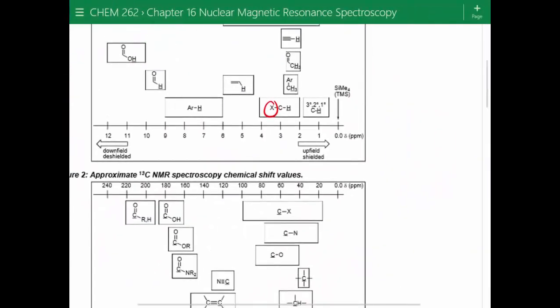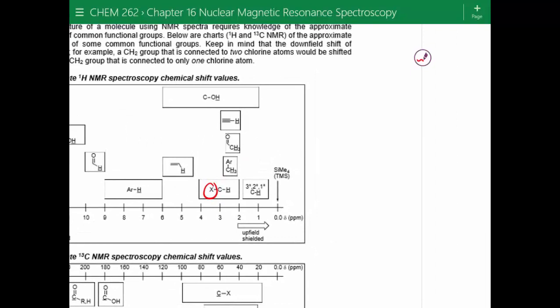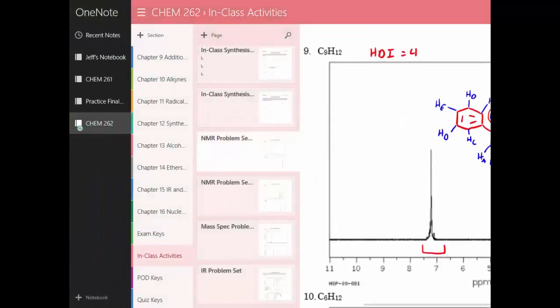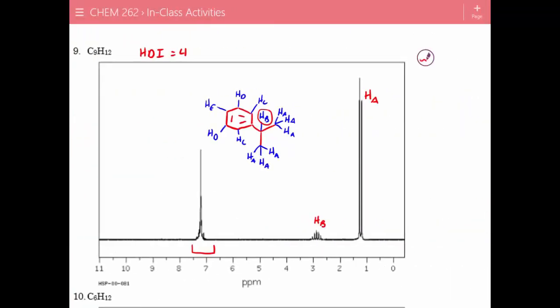One good trick to use is that these peaks that are carbons attached to aromatic rings typically show up around 2 to 3. So let's go back to our in-class activity. Yeah, it's right around 2 to 3, so that fits pretty well. And then we have to ask ourselves, well, what's going on in the aromatic region? So how many 3-bond neighbors does HC have? 1. So HC should be a doublet.